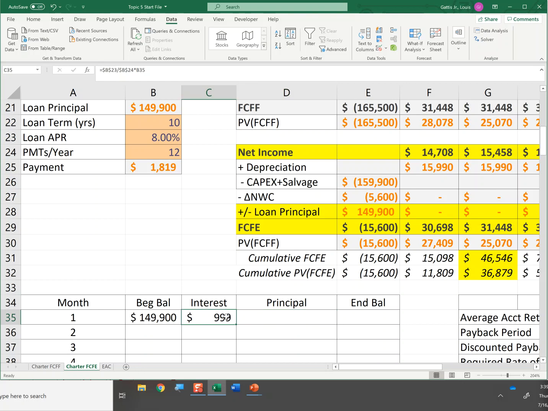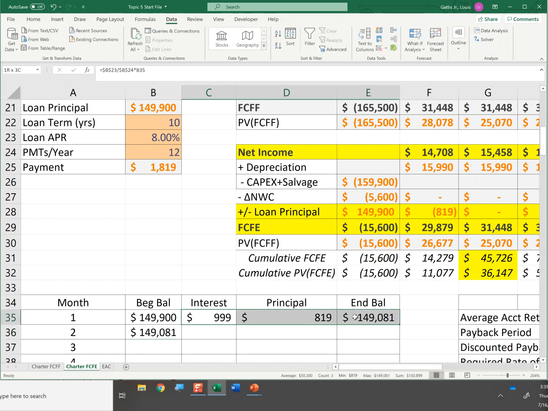The principal payment must be $1,819, anchor that, minus the interest component, is $819. Sorry, that's the principal component. So my ending balance for the loan after the first month, or my payoff value there, is $149,000 minus the $819. So there it is. Now the balance at the beginning of the second month is that amount.